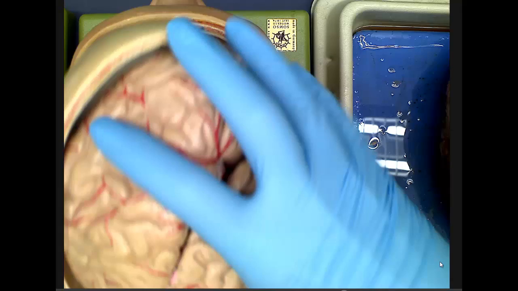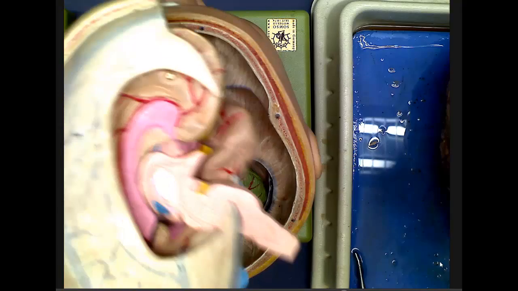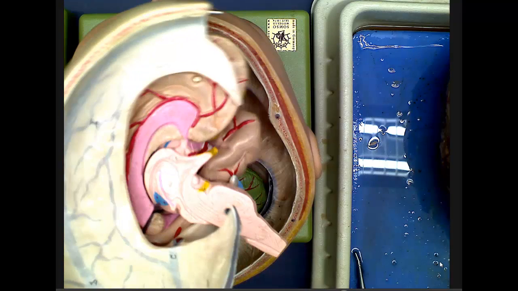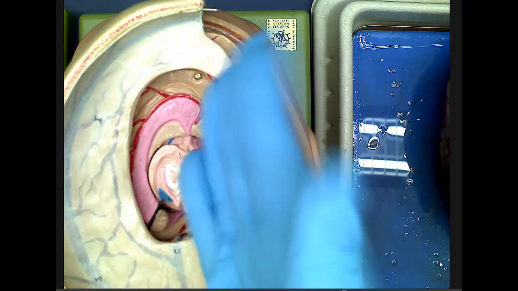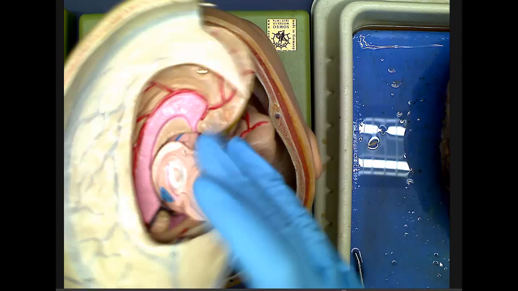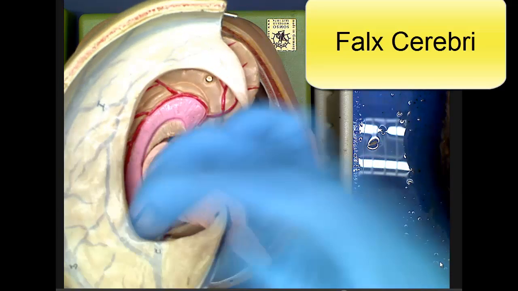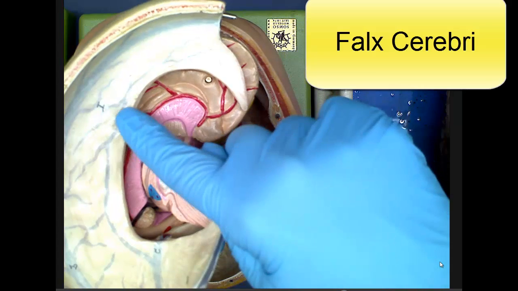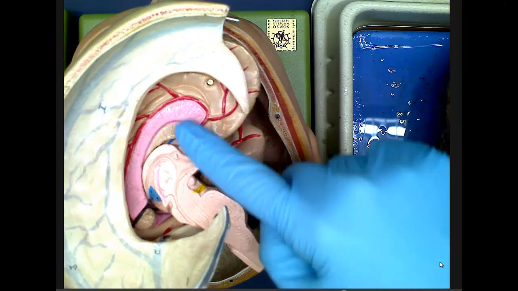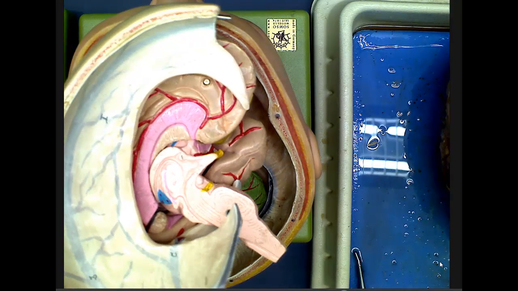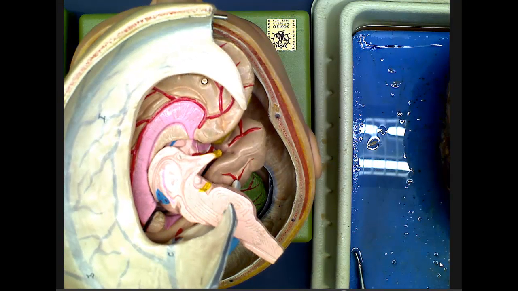if I take the brain out, and you see this piece of dura mater that is going to be between the two cerebral hemispheres, this is called falx cerebri. What stops falx cerebri from going all the way through is corpus callosum. Remember, corpus callosum is going to be groups of axon tracts that are going to connect the right and left cerebral hemispheres.